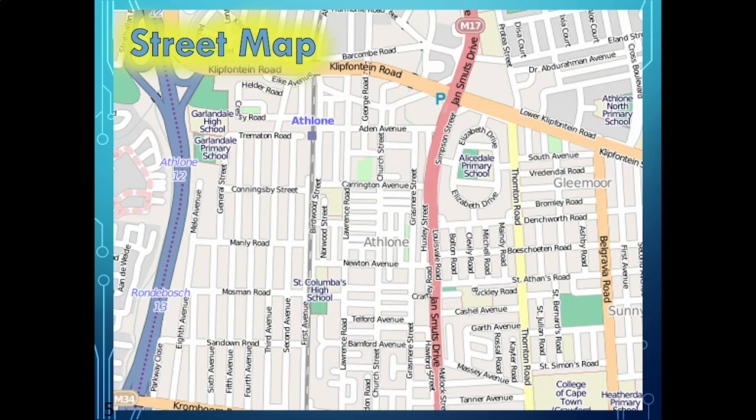Then, this is a street map, and you're going to have to direct somebody. This is actually Athlone, quite interesting. Say I say to you, you are standing at St. Columbus High School, which is now Spesbona, by the way. You are standing at St. Columbus High School, and I would like you to go to, I was going to say the Athlone Police Station, but I don't see it. Let's go to Garlandale High School.